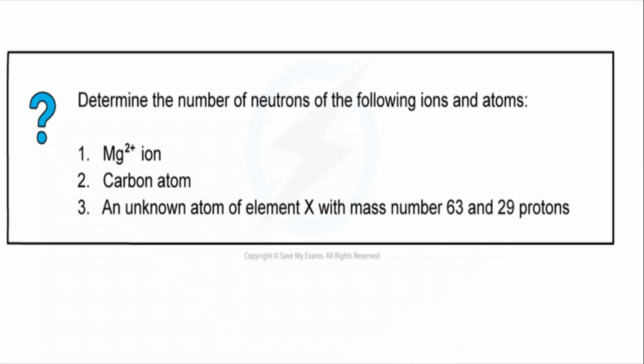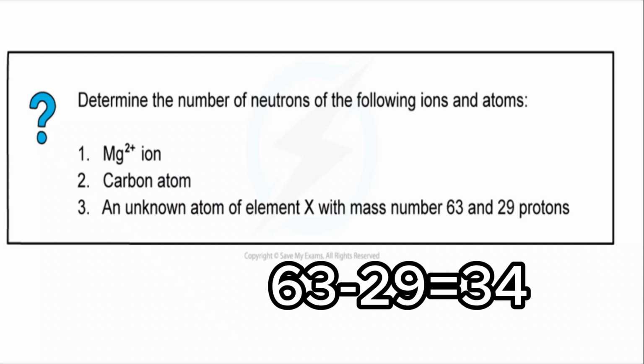So in the case of an ion Mg2+, which has 12 protons and 10 electrons, how many neutrons is it going to have? Magnesium has a mass number of 24, so 24 minus 12 is equal to 12, so it's got 12 neutrons. In the case of a carbon atom, which has a mass number of 12 but an atomic number of 6, it's going to have 6 neutrons. And in the case of an unknown element X, which has a mass number of 63 and 29 protons, it's going to have 34 neutrons.